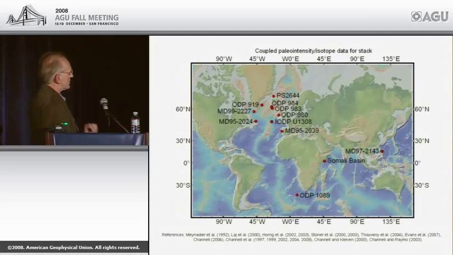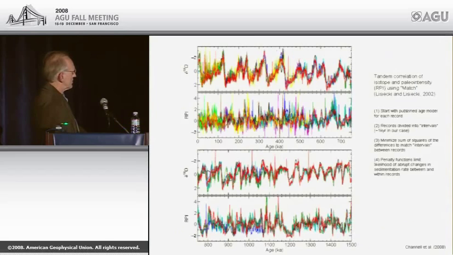Let's now use that as the reference record and derive a stack by correlating other records that have coupled paleointensity and isotope data. Now that is a rather limited number of records, actually, that have both paleointensity and isotope data, because we want to do a coupled correlation. And these are the cores that we selected, and the references for these data are given down here. They're mainly from the North Atlantic, but there are cores from the Pacific, Indian, and South Atlantic also.